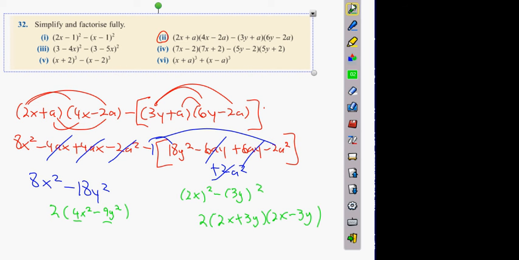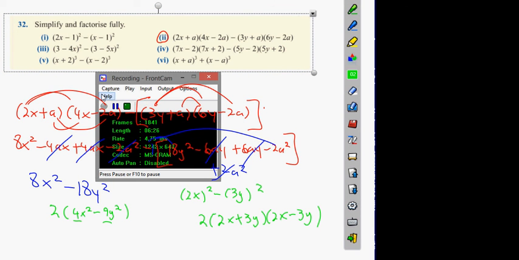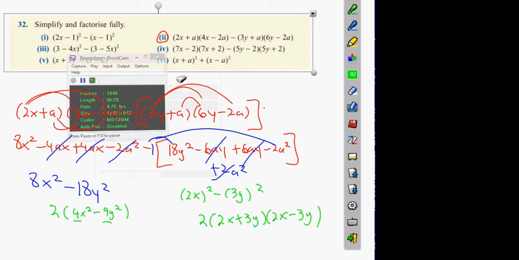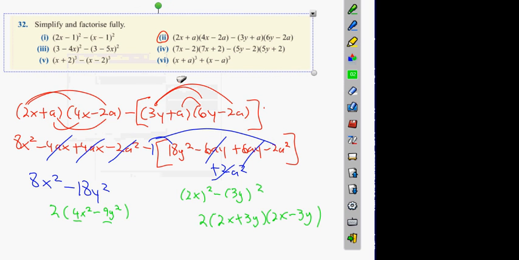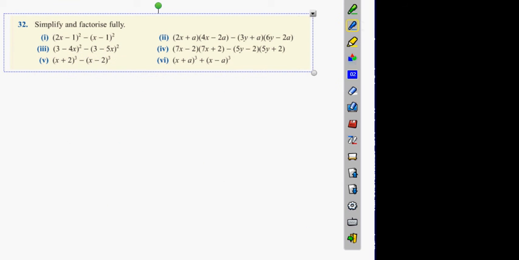Okay. So, any questions thus far? Now, number 5. Done this way. Now, what does x plus 2 to be cubed mean, lads? What does it mean?